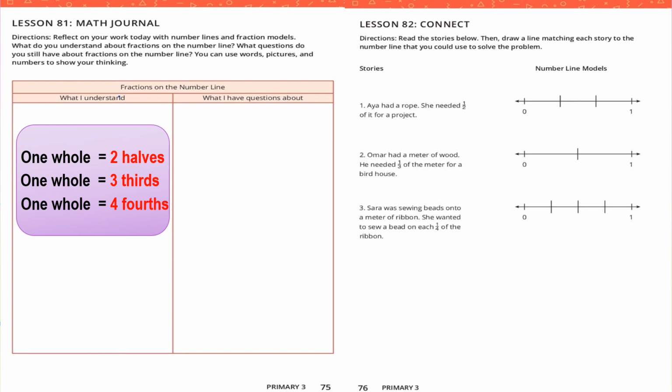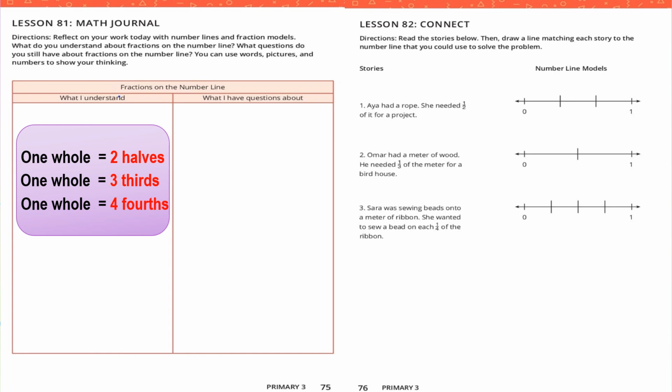Look at the denominator. The denominator here is 2. So it means two equal parts on the number line. To make two equal parts on the number line, how many dashes will we need? Subtract 1 from the denominator. So we will need only 1 dash to make two equal parts.